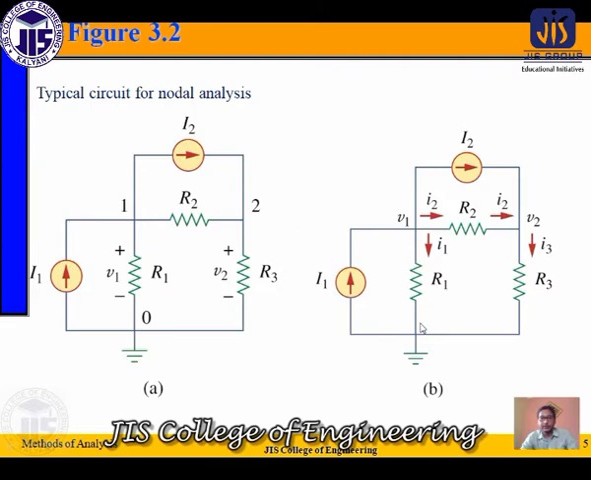For the non-reference nodes, that is node number 1 and node number 2, we have to provide unknown voltages, which we have considered as V1 and V2. So we have taken the reference node with ground potential, and the non-reference nodes with unknown voltages V1 and V2. Then we have to put in the currents for the non-reference nodes.